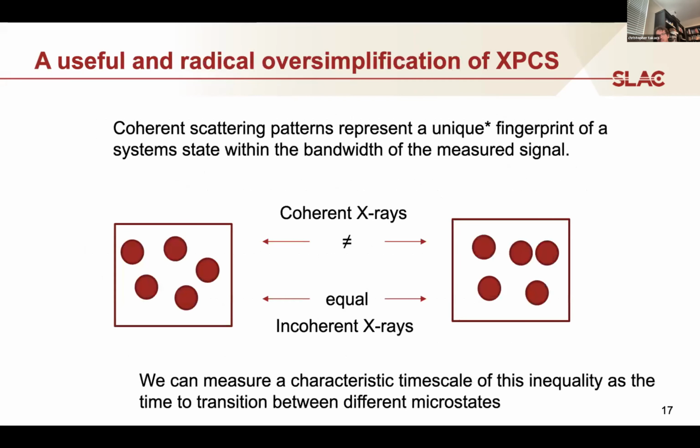So I'll give my extremely oversimplified view of XPCS that I would give to a non-expert. Really, we're trying to use coherent patterns as a fingerprint of a system state, and then understand how it transitions between different microstates, because we can define a correlation matrix that tells us when we're transitioning between different microstates. This is, of course, the situation we're all familiar with incoherent X-rays. This isn't all that easy, if it is at all possible.